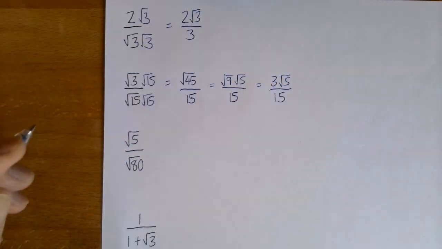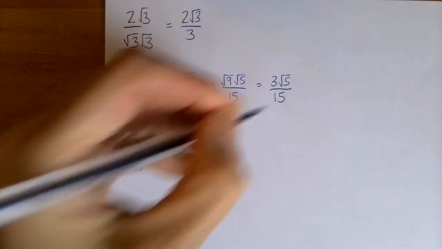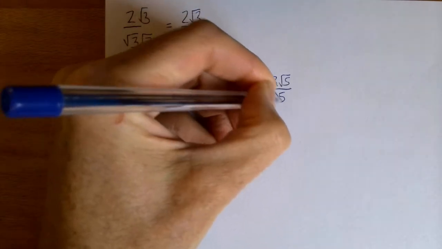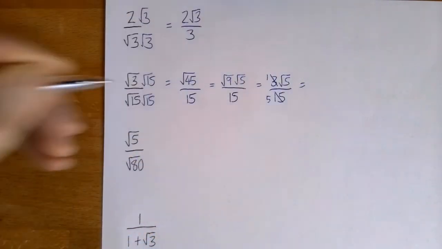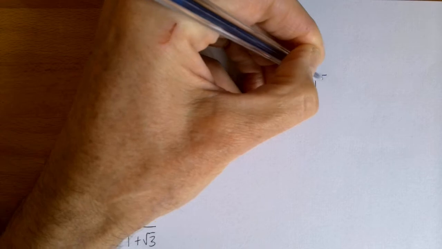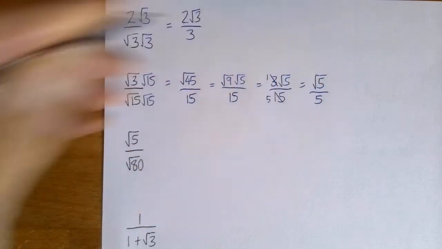So it's 3 root 5. And then I can just cancel it like a fraction. Both of these are in the 3 times table. So I end up with 1 root 5, which I hope you don't mind me just writing as root 5, over 5.